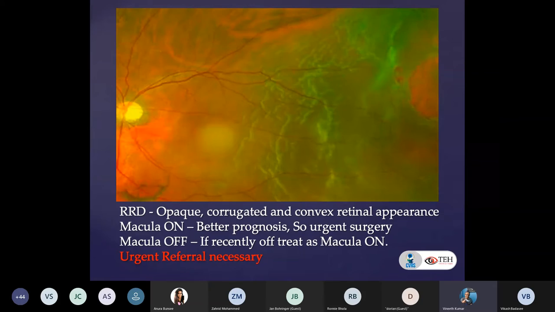In younger patients, we have the option of using a cryobuckle where they do not need vitrectomy surgery. And in older people, you tend to do a vitrectomy surgery, particularly ones who have proliferative vitreoretinopathy. We have all these options available with our team. And I point out that these patients need urgent referral to our clinics.